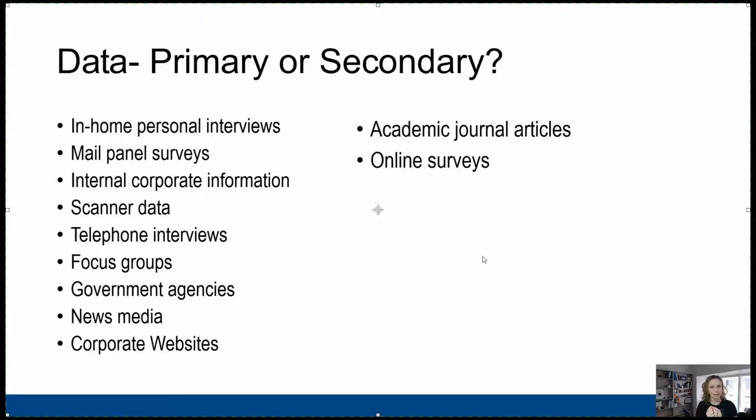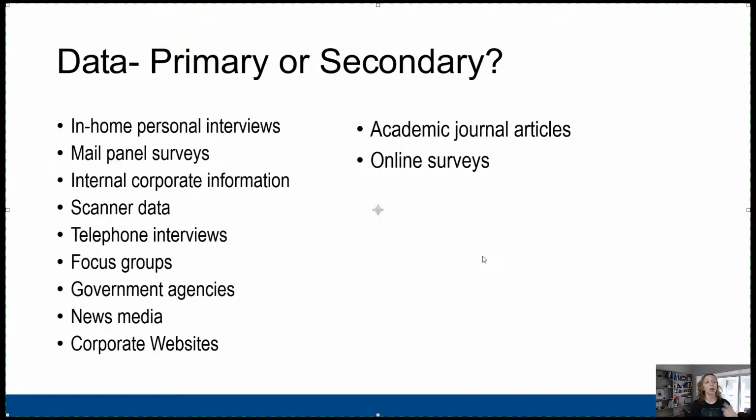Secondary data is data that has been collected either by someone else or by you for other reasons that you can still use now to kind of inform what you're doing. So primary is very, very focused on this specific research question, and you're gathering it now to answer. Secondary is data that's already out there.